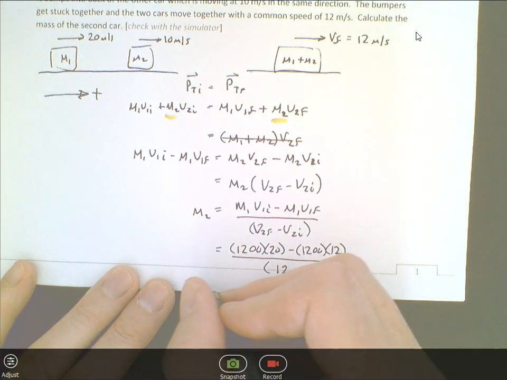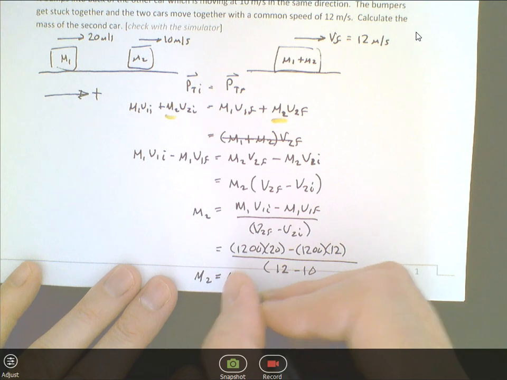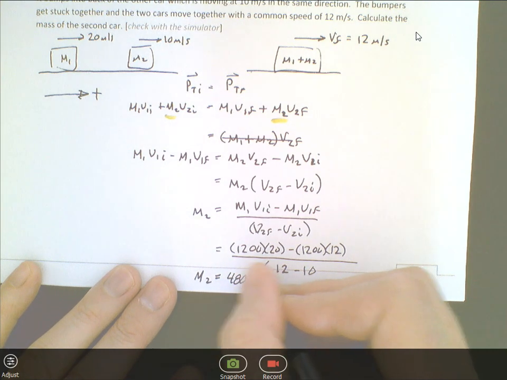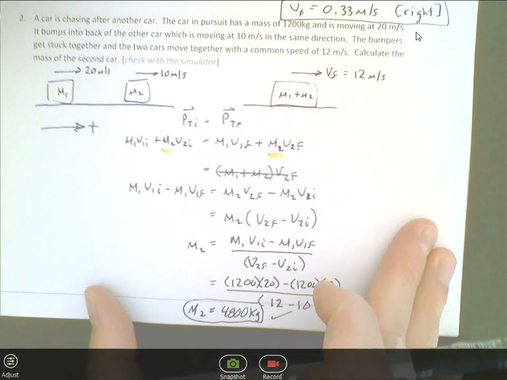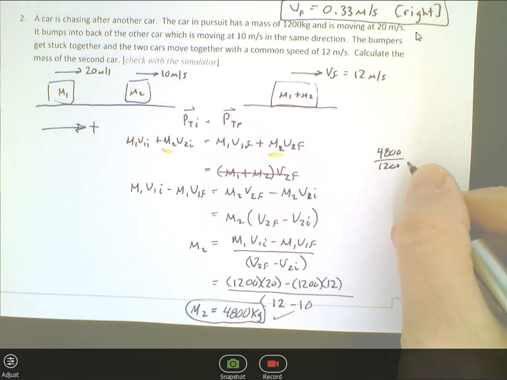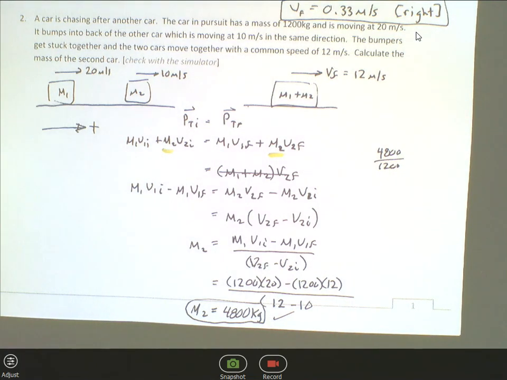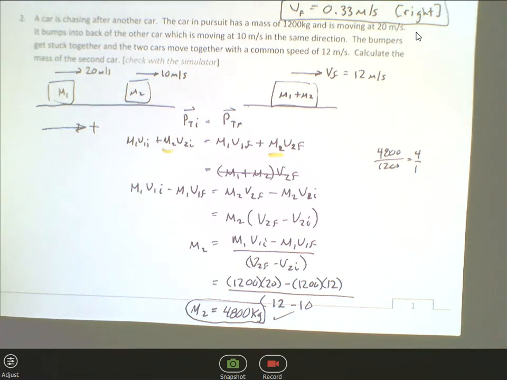And so we're at our last point here. If you put that into your calculator, we end up with 4,800 kilograms. And notice the solution, 4,800, is compared to 1,200. The ratio is 4 to 1. So it's a 4 to 1 ratio for that. And yep, that's how you can tell that it would slow down so much.